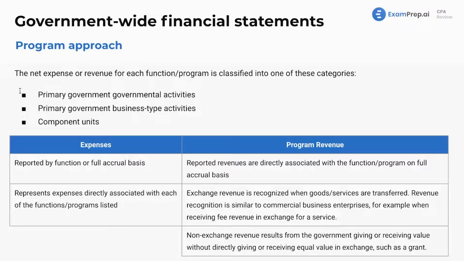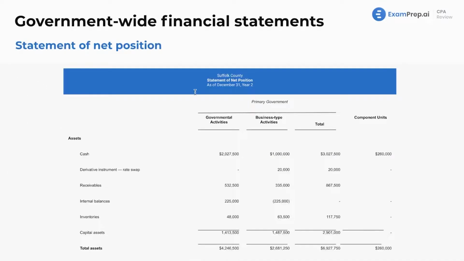All right, so the net expense or revenue for each function or program is classified into one of these categories. We break them out into primary governmental activities, the primary government business type activities, and component units, just like we saw on our financial statement. Wouldn't you know it? Here it is.